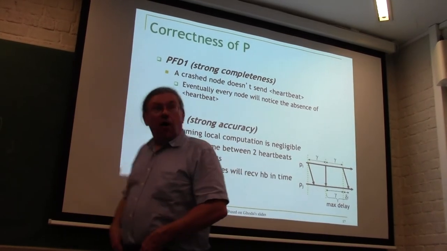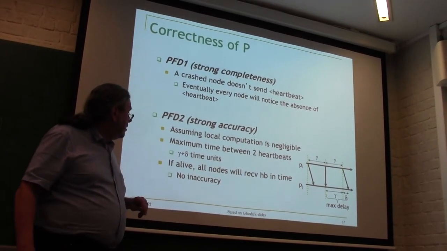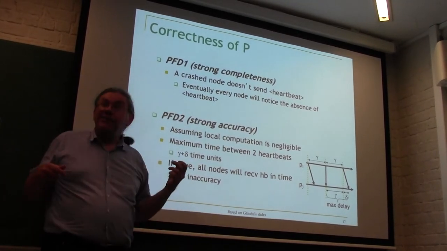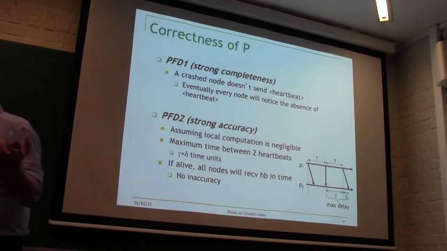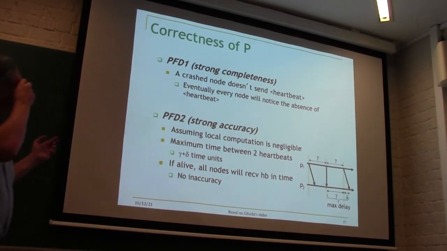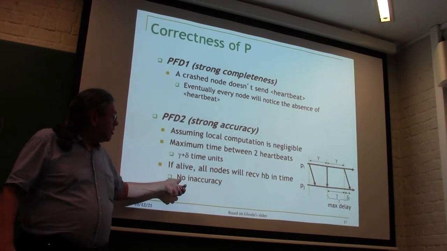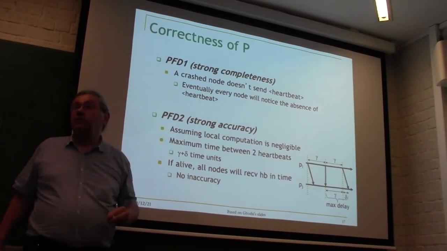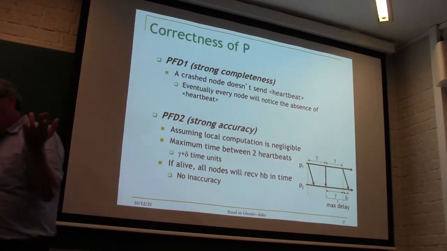So if you do not get a heartbeat in gamma plus delta, then you are absolutely sure that the node has crashed. Because of the upper bound, messages are not lost here. This is a synchronous system. So there is never a mistake here. So you can prove this is good. So the P is very easy.